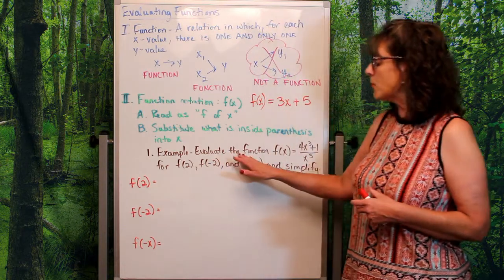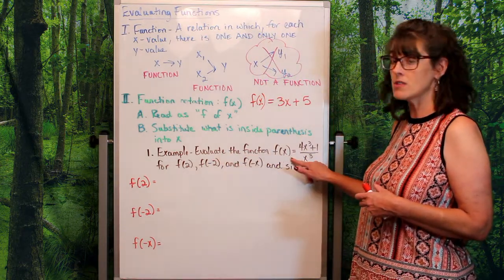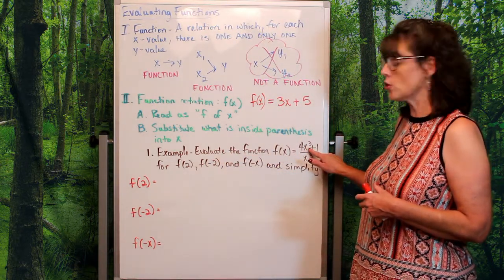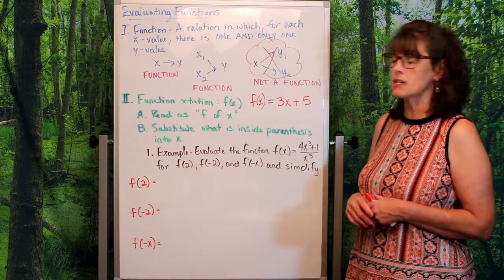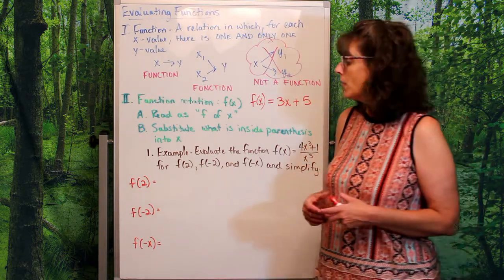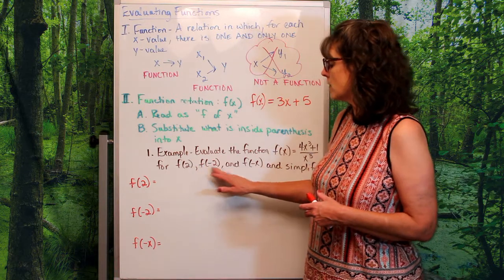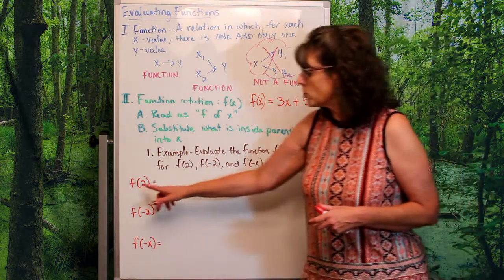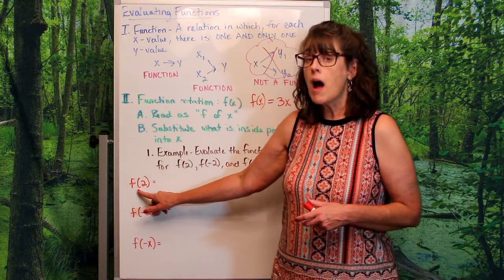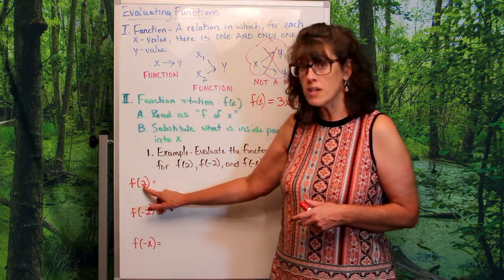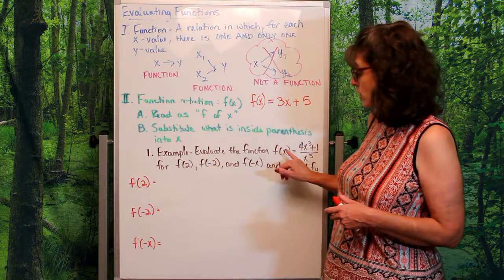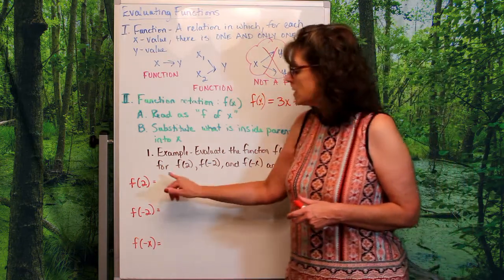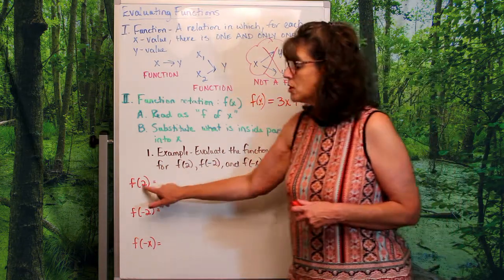So for example, if I have this function, f of x equals 4x to the third plus 1 divided by x to the third, and I'm told I want to evaluate it for f of 2, f of negative 2, and f of negative x, then in order to evaluate f of 2, I'm simply going to say, well, this was an x. See, it was an x. Actually, right here, it was an x. So that means wherever I see an x, I'm going to put a 2 in its place.